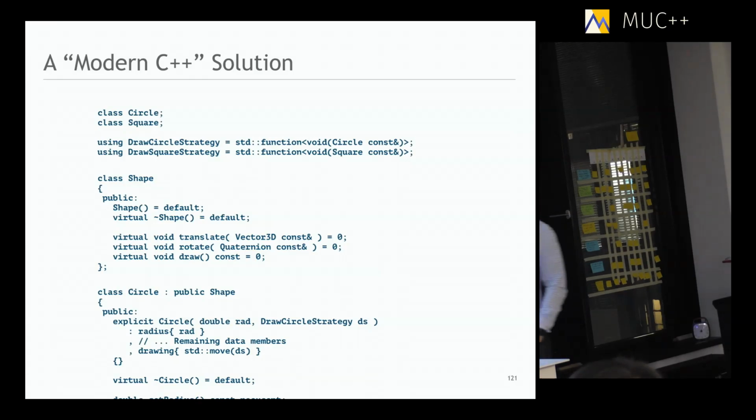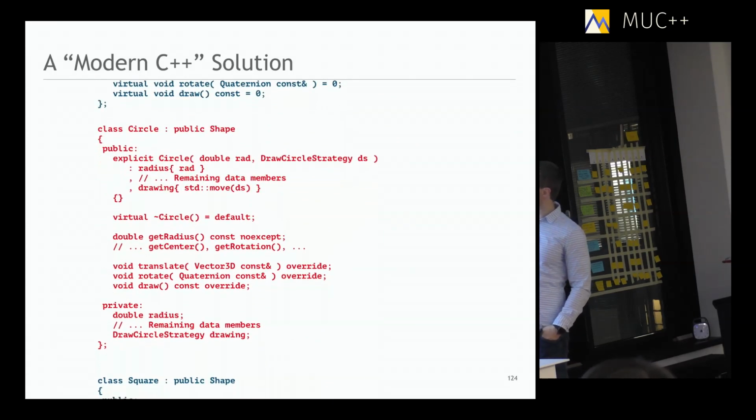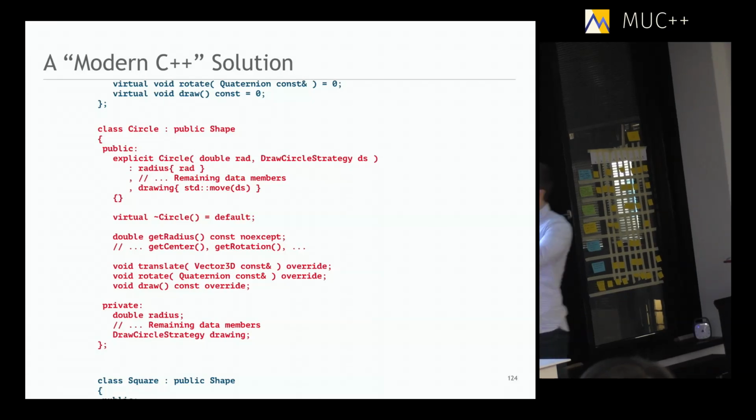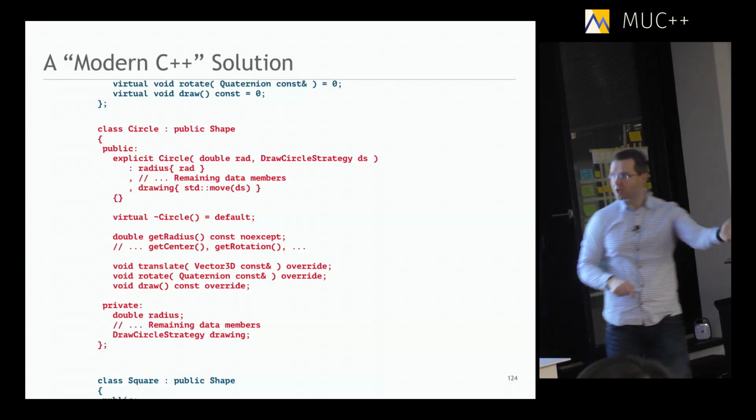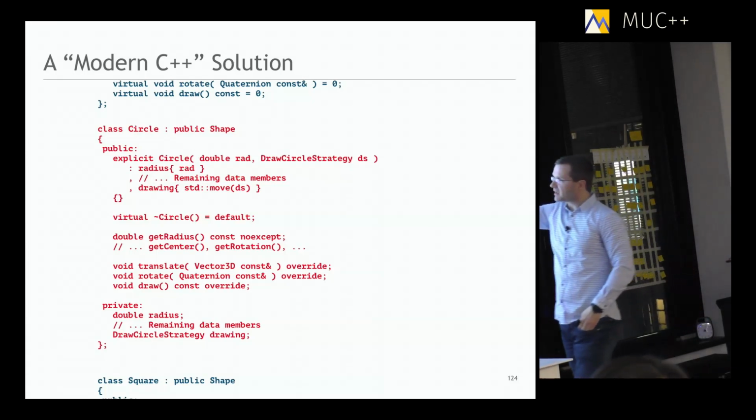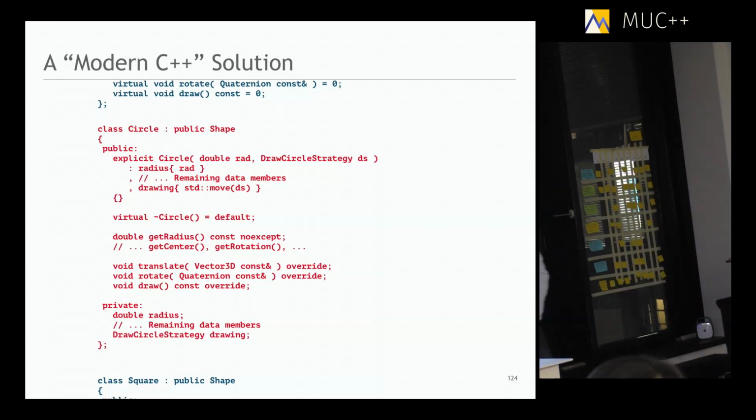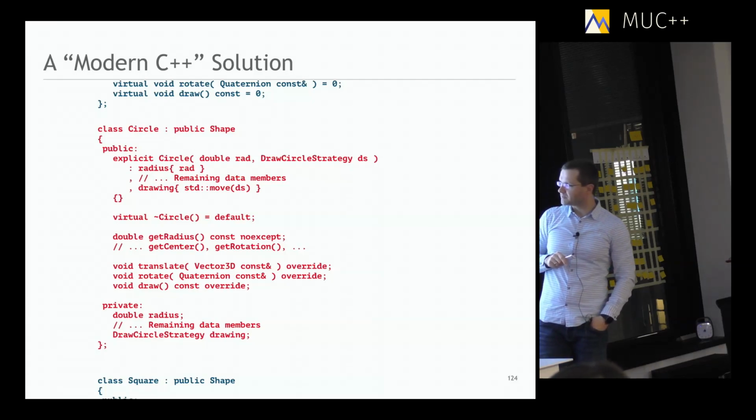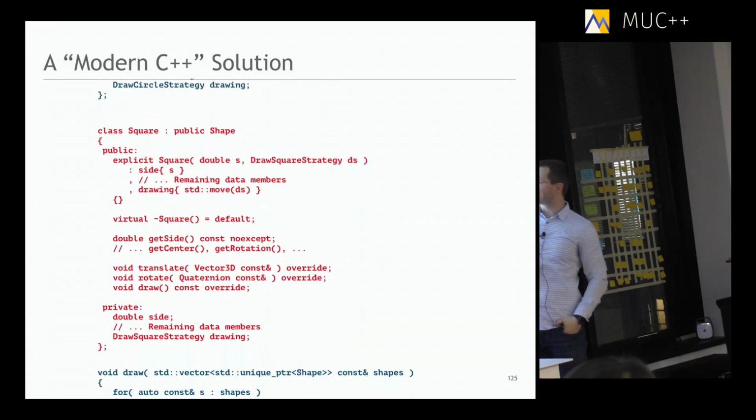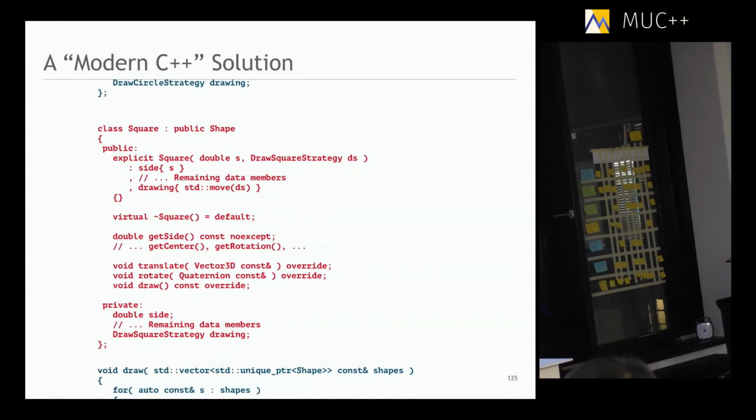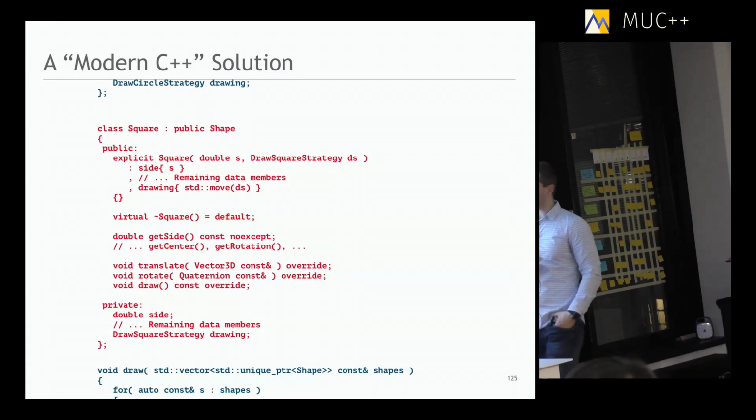The base class doesn't change, so nothing surprising here. The circle changes with regard to, well, it doesn't get any unique pointer to a base class. It gets a function object. So here, this is how you draw yourself. And it nicely moves it in place, has it as a data member. It's pretty similar, just a couple of places that you have to touch. Square the same thing, gets a draw square strategy, again a function object, which it stores and calls whenever the draw function is triggered.